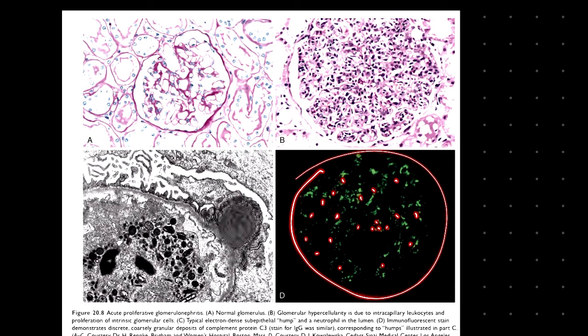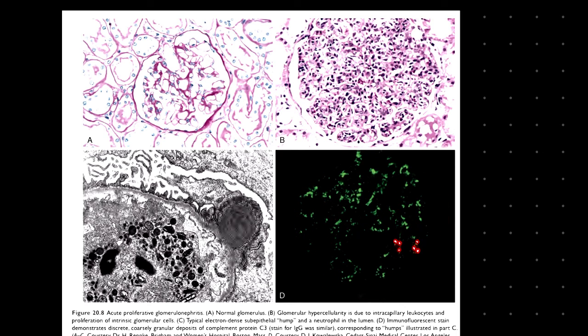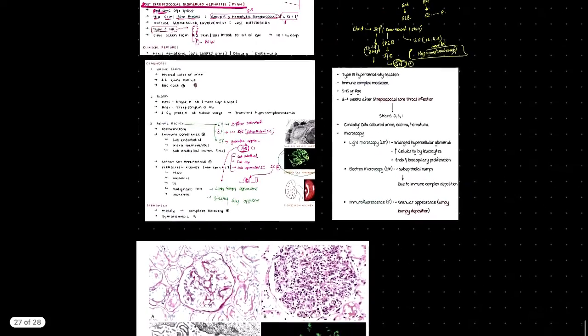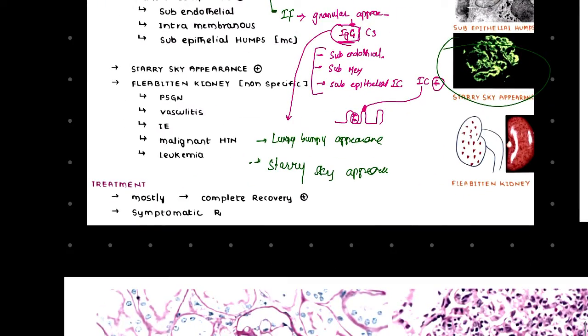Star-like appearance, as you can see, with the green color in a dark background. So this is all about it. Now, how are we going to treat it? How are we going to treat the patient? We'll provide antibiotics against Streptococcus pathogens, right? And these antibiotics are so efficient that there is complete recovery.